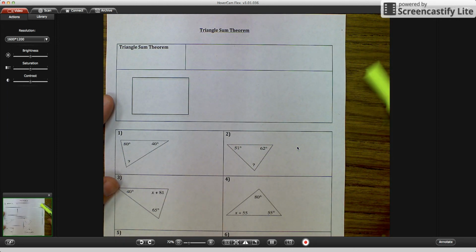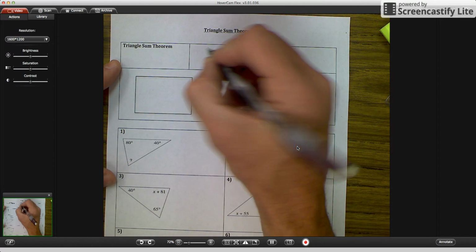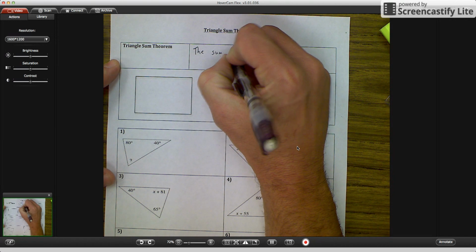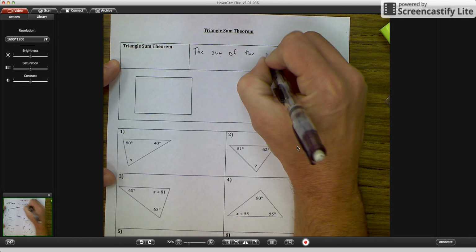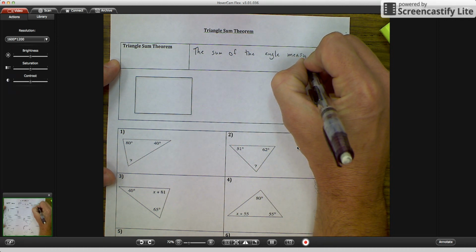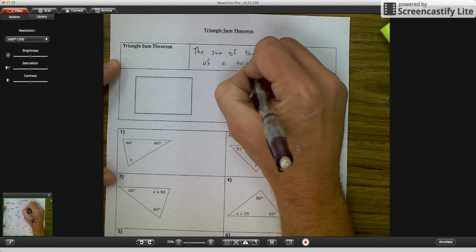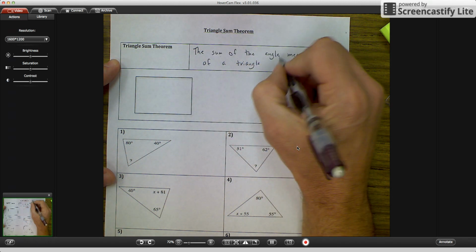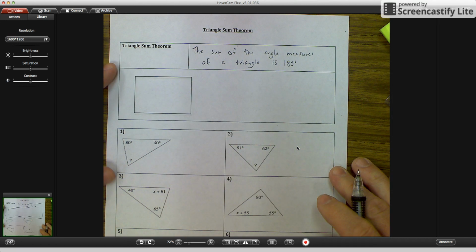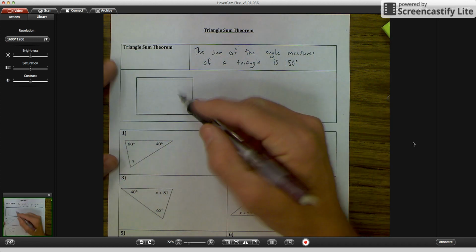So let's get started. The triangle sum theorem states the sum of the angle measures of a triangle is 180 degrees. But how do we know that? I'm going to show you how we're going to prove that in a quick proof that involves this shape.